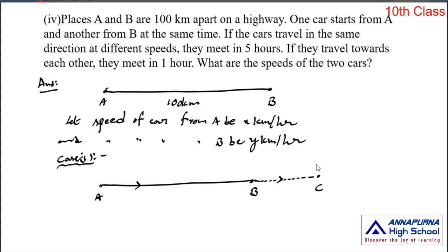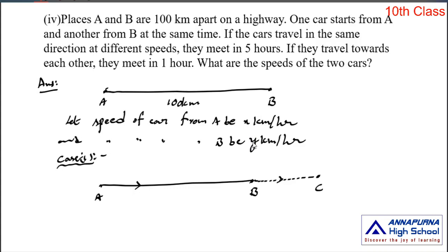Okay, in the same way, another car starts from B, so the second car to reach C, here also the traveling time is 5 hours. That means at point C, the two cars meet each other.